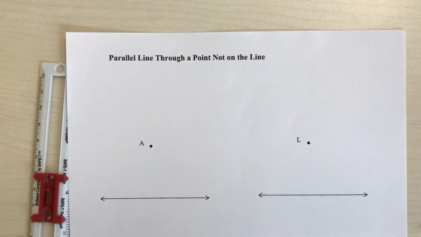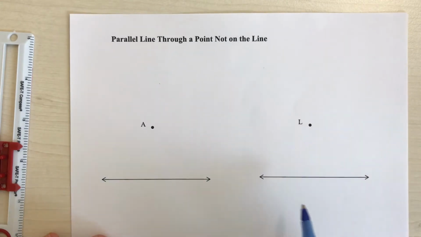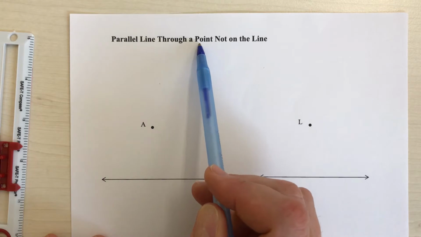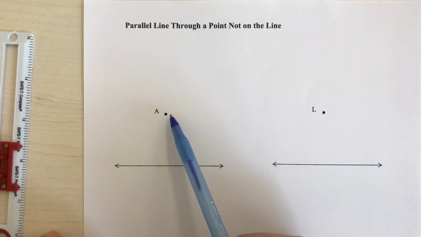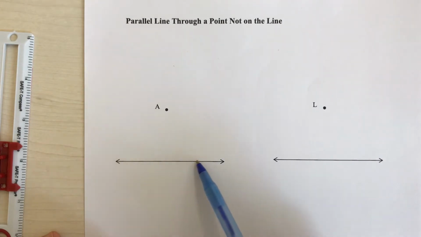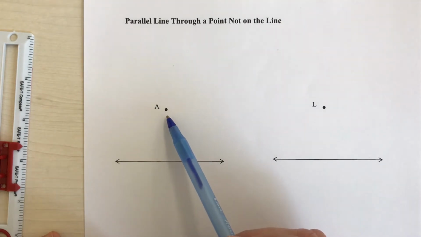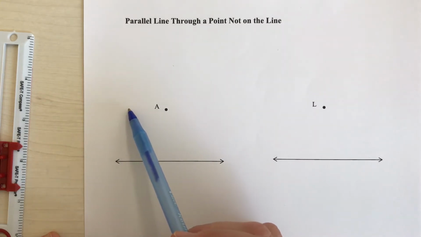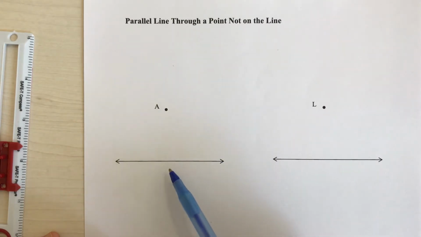All right, we're going to do one more construction here, and this one is probably the most complicated. This is drawing a parallel line through a point not on the line. So in my example here, you have point A, and then you have this line beneath it, and you'll notice that A is not on the line. So what I want to do is to construct a line through A that is parallel to this line.